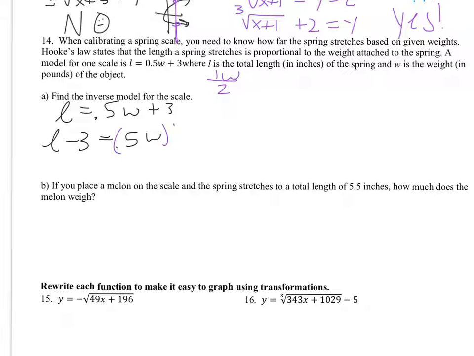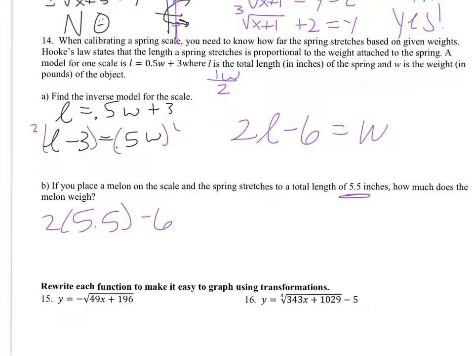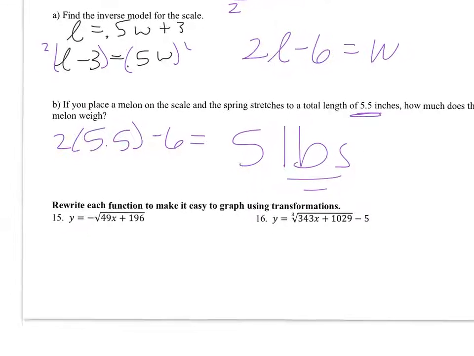So I multiply both sides by 2. I don't want you to have to divide by 0.5. That's not good. So I have 2L minus 6 would be equal to W. That's your inverse model. It's asking if you have a total length of 5.5, so your length is 5.5 minus 6. You should get 5 pounds. You should always make sure you have your labels. You can always go back up to the original to figure out what they're talking about.